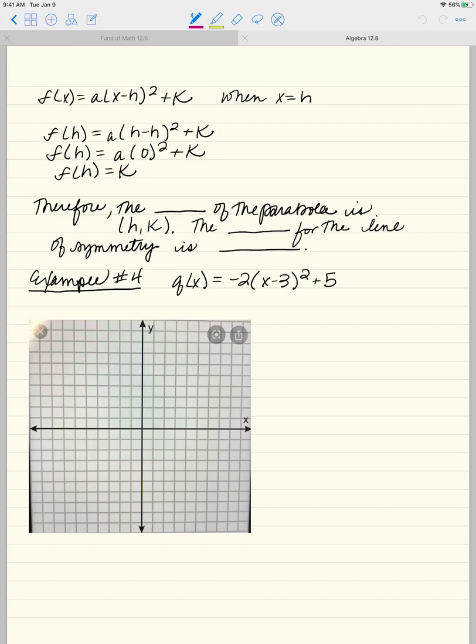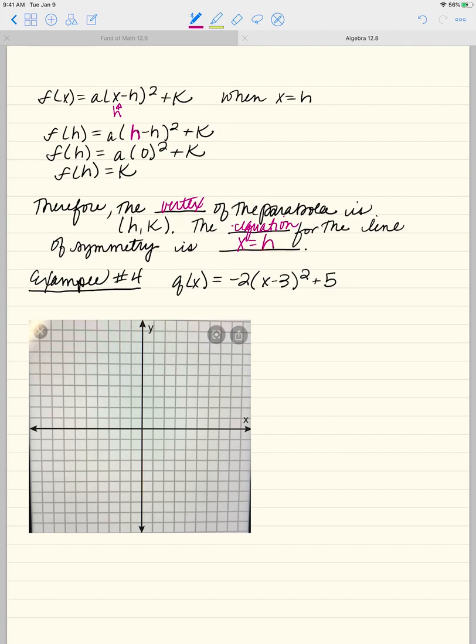So notice the result. If we take f of x is equal to a times x minus h squared plus k when x is equal to h, so I've just substituted in h for this x right here, we end up with a times 0 squared plus k. f of h is equal to k. Therefore, the vertex of the parabola is (h, k). The equation for the line of symmetry for this would be x is equal to h.